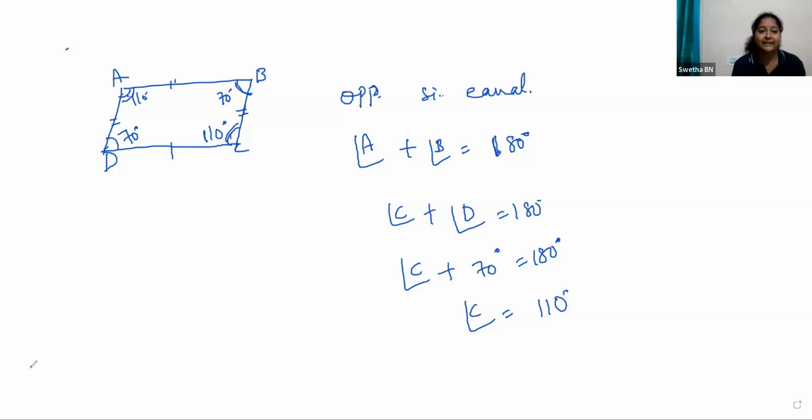And what is the area of parallelogram? Area of parallelogram is base into height. That's it. Okay. For triangle, it is half into base into height. For parallelogram, it is only base into height.